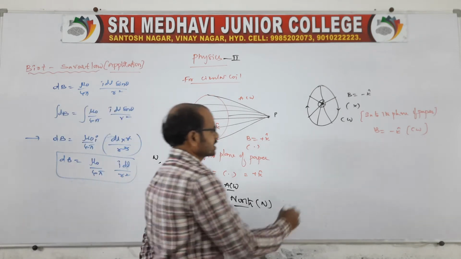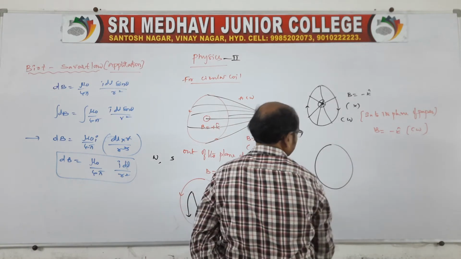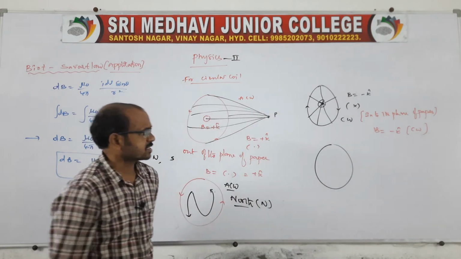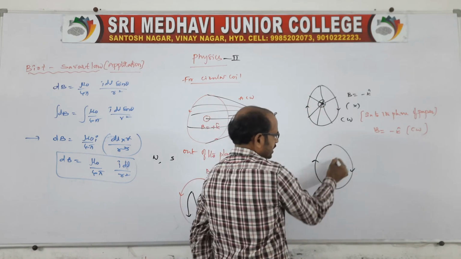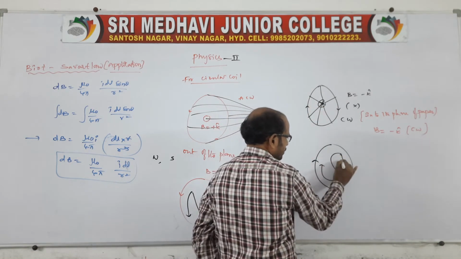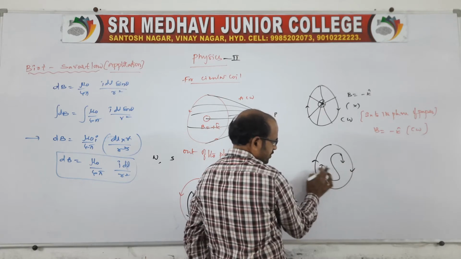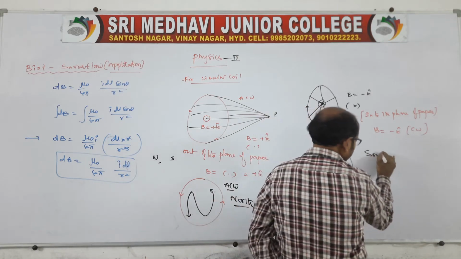Now let us move to the second coil. See, you take a second coil, clear? In this also a direction of current is given. It is clockwise. Again you write south. Yes, you look, these directions are the same. That's what we can say. It behaves like a south pole.